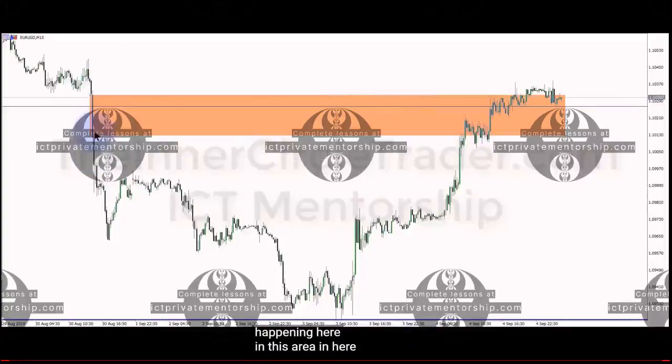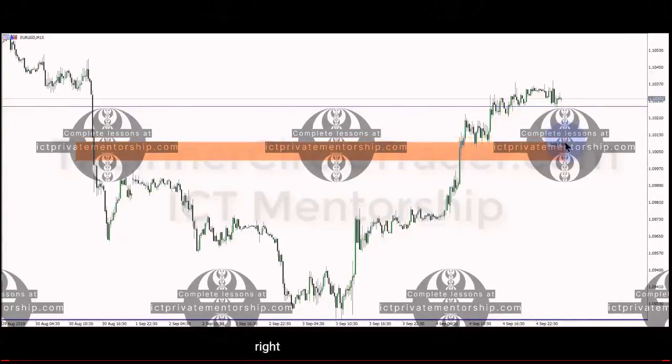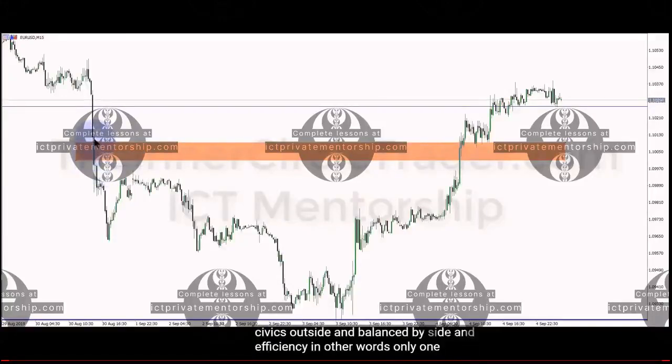In this area in here, right there, we have again another section of SIBI, sell side imbalance, buy side inefficiency. In other words, only one single candle passed between this candle's low and this candle's high. So all of this is imbalanced to the downside. The market will want to efficiently trade to the upside.